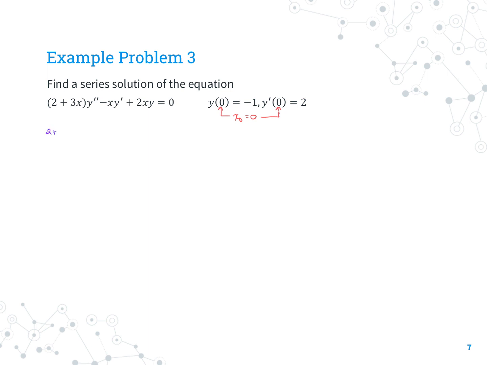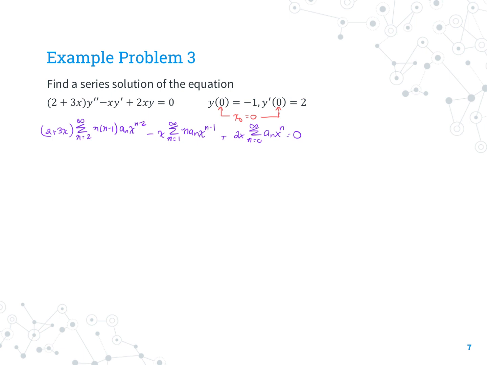So we have 2 plus 3x times the sum from n equals 2 to infinity of n times n minus 1 a sub n x to the n minus 2, minus x times the sum from n equals 1 to infinity of n a sub n x to the n minus 1, plus 2x times the sum from n equals 0 to infinity of a sub n x to the n, and the whole thing is equal to 0. Just like in example 2, we're going to have to distribute the 2 and the 3x to the first summation, and the x in the second, and the x now in the third as well.